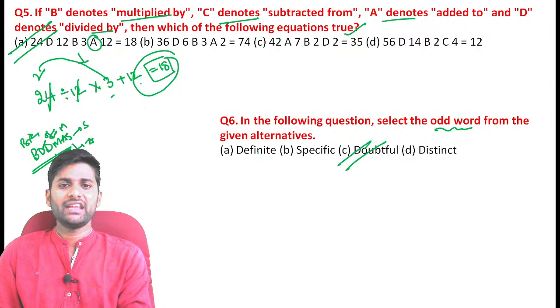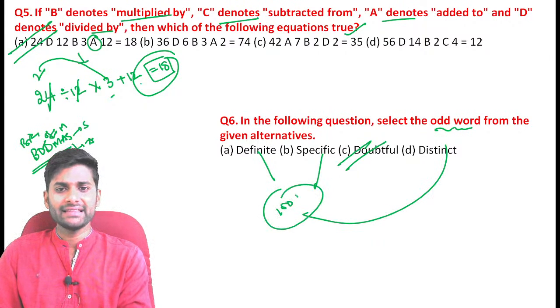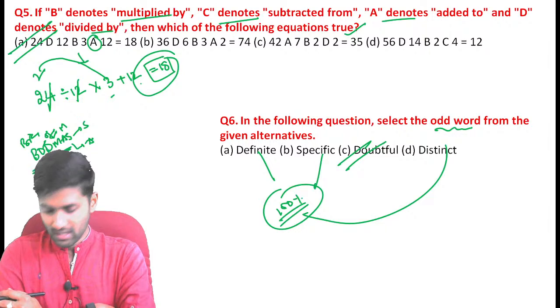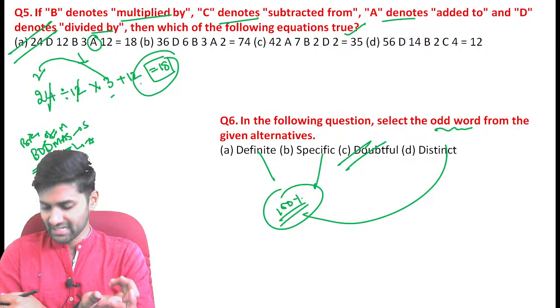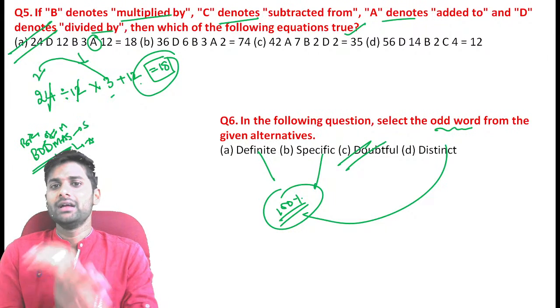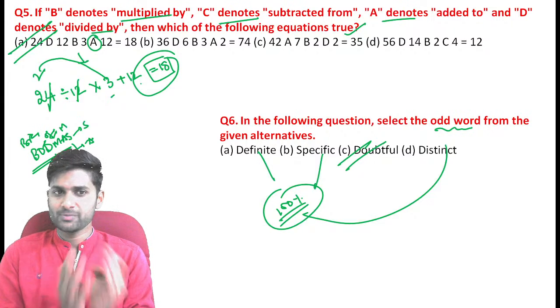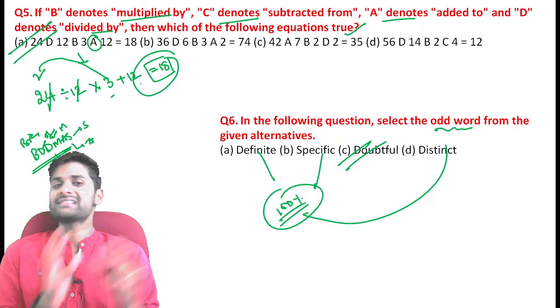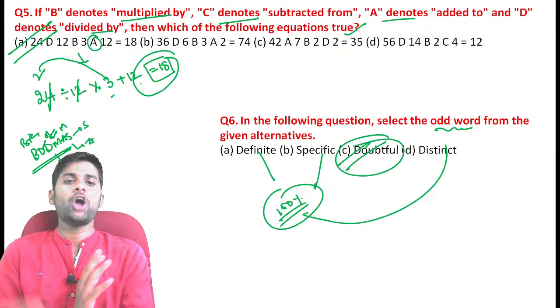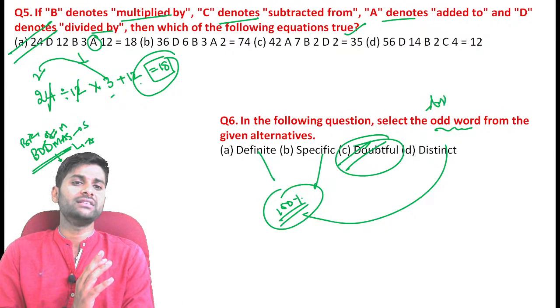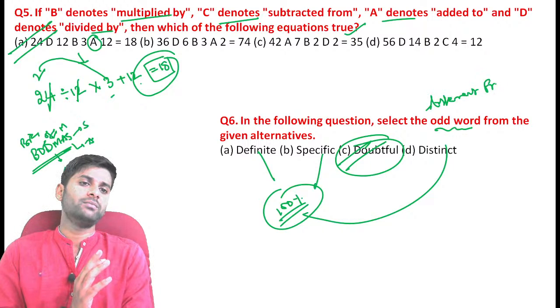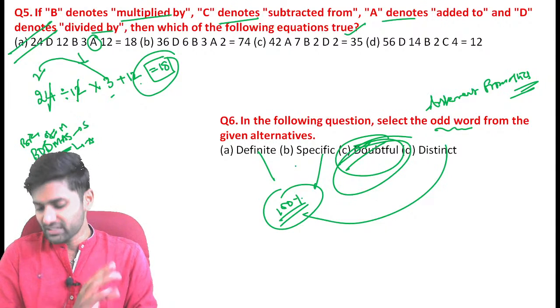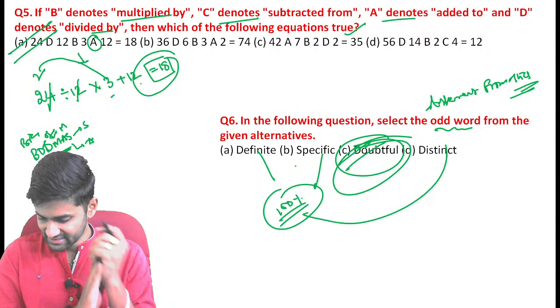Why? Because definite, specific, distant, all these words indicate that it is 100% valid information. But doubtful we can't define as exact one. So there is a chance, but we don't know that. The remaining words, definite, specific, distant, indicate it is exactly assured, 100% valid, except doubtful. That's why it is completely the odd one. Odd one means different from others. Here, doubtful is different from others. So, doubtful is the correct answer, guys.